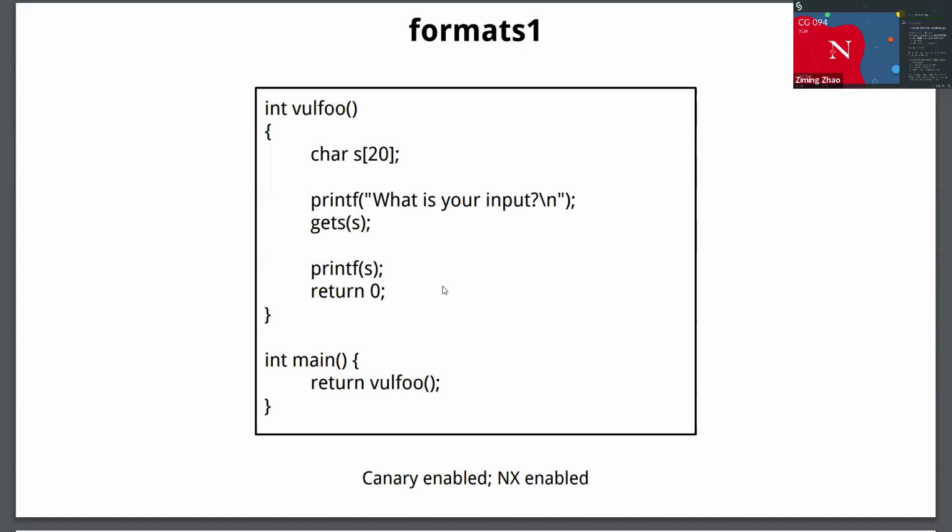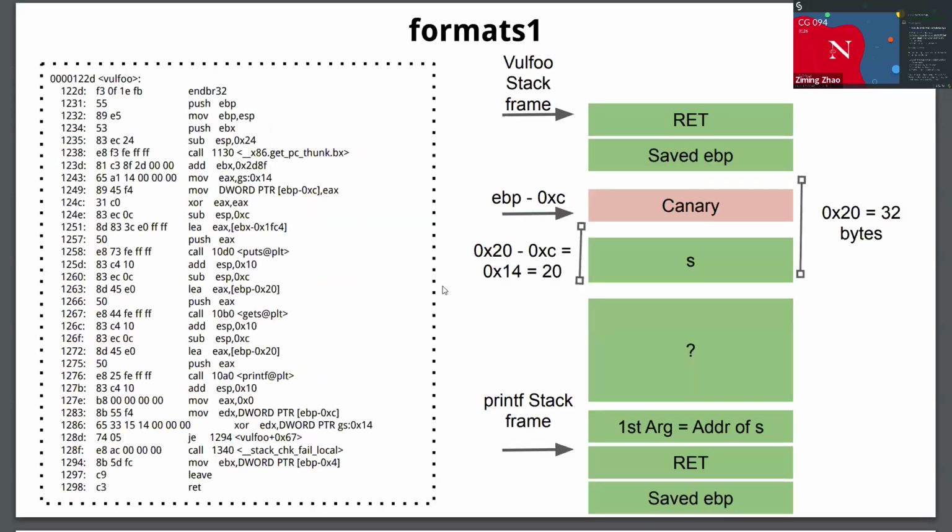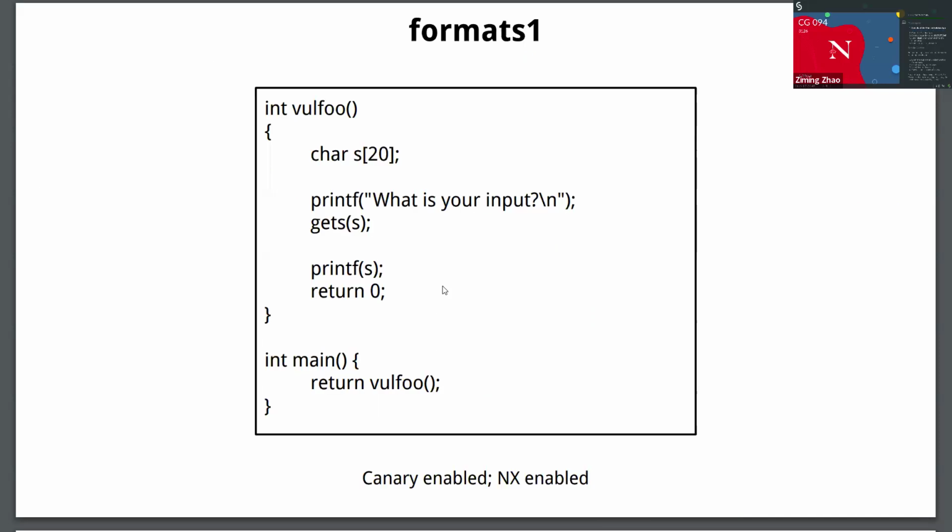For this example, the canary is enabled. Non-executable stack is also enabled. So this one, we're not trying to get the flag actually. This is just a demo. Okay, so we have main. We have a buffer, which is 20 bytes. Then there is a printf. What's your input? Any vulnerability in that printf? What is the vulnerability?